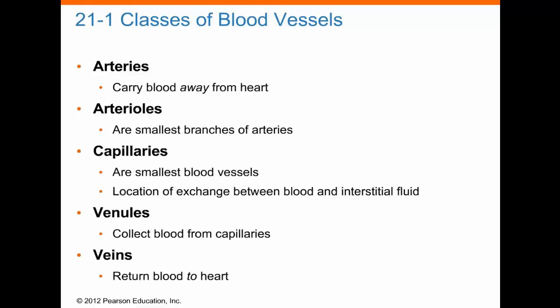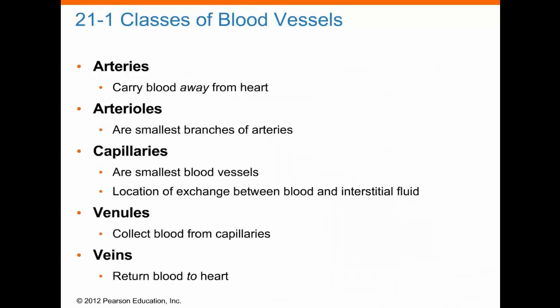So as we've seen in the heart lectures, arteries always carry blood away from the heart. So remember the A in artery and the A in away. Arterioles are the smallest branches of the arteries, and capillaries are the smallest blood vessels. It's only in the capillaries where the exchange between blood and interstitial fluid can occur. So it's only at the capillary beds where the oxygen and carbon dioxide can be exchanged.